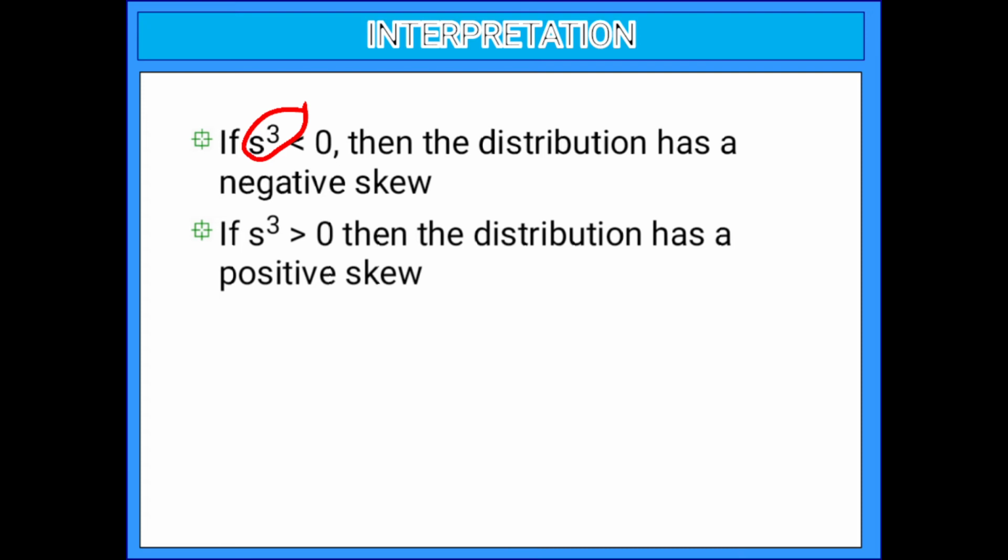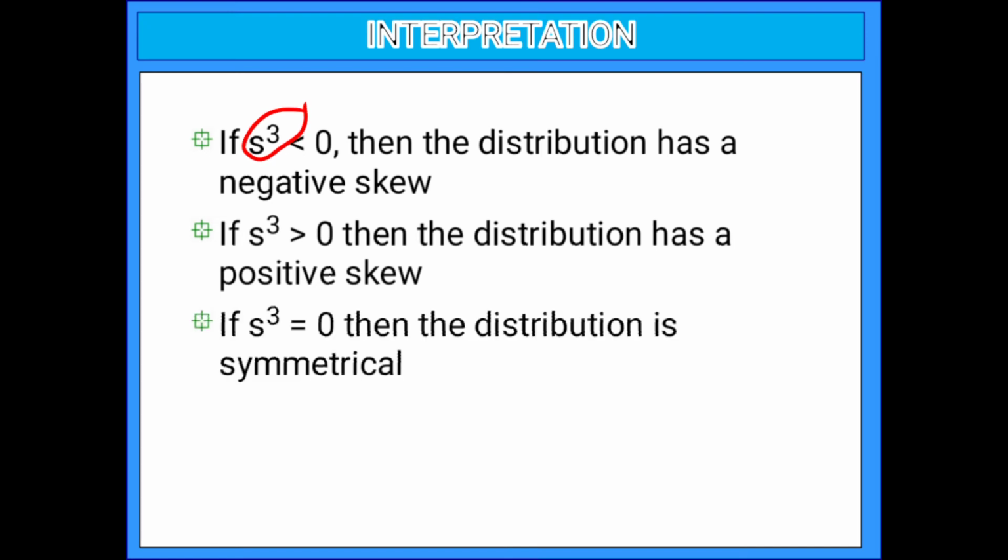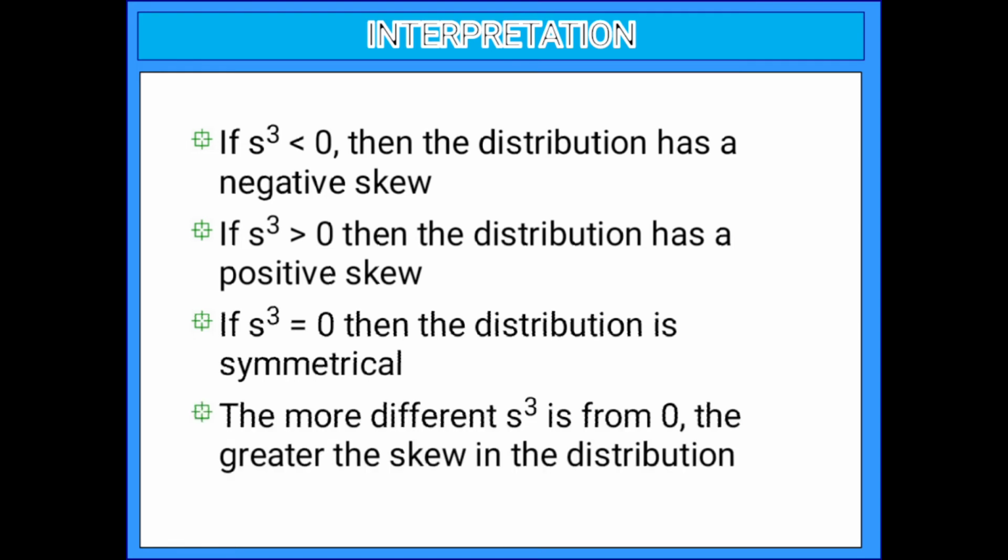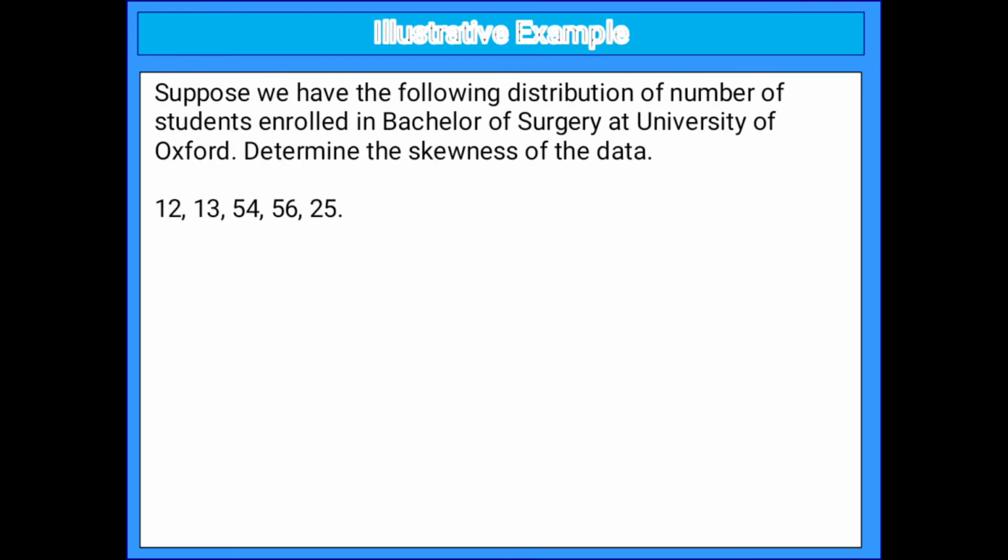If the computed value for the measure of skew is less than 0, then the distribution has a negative skew. If the computed value is greater than 0, then the distribution has a positive skew. But what if we get equal to 0? It means that the distribution is symmetrical, or a normal distribution, or what we call the bell-shaped distribution. So the more different the value of the measure of skew is from 0, the greater the skew in the distribution. So let's take a look and apply those formulas.